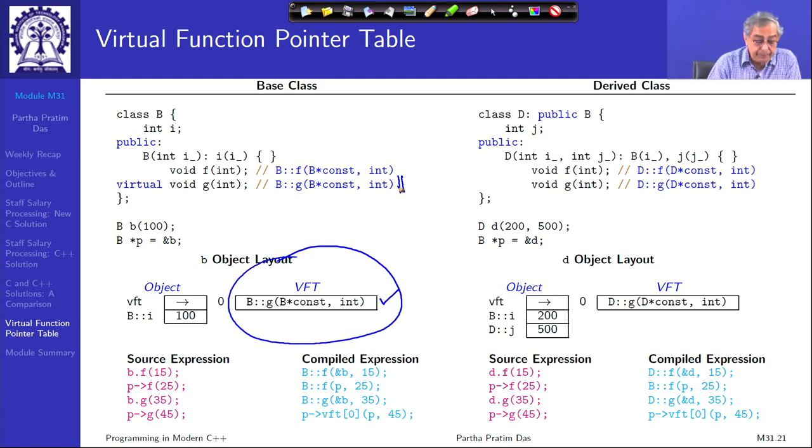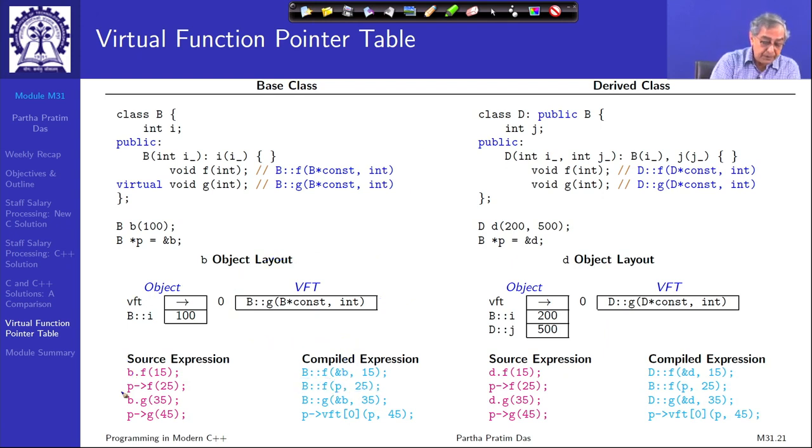So, what happens if I look at different invocations? What if I do b dot f? It will always invoke the function in that class. So, b dot f, this is a non-virtual function anyway, will call B::f, passing the address of b, and then the parameter 15. What is p pointer f? f is non-virtual, so it is static time binding. So, it uses the value of the pointer in the place of this pointer.